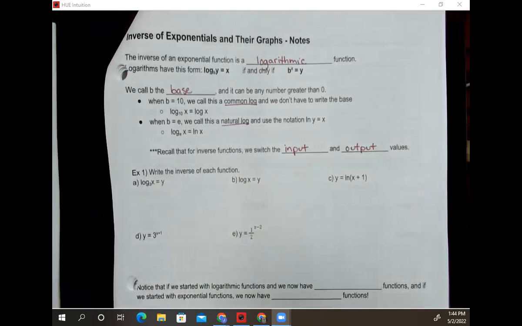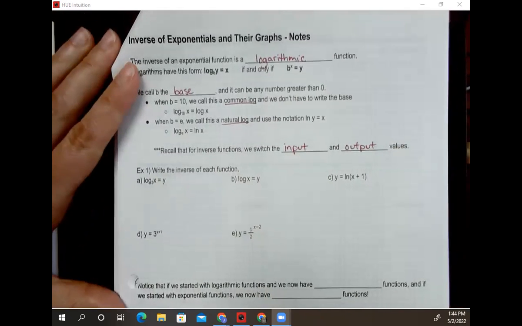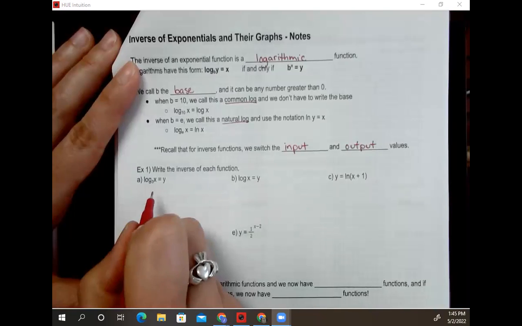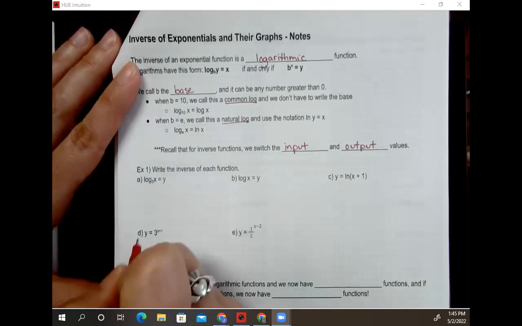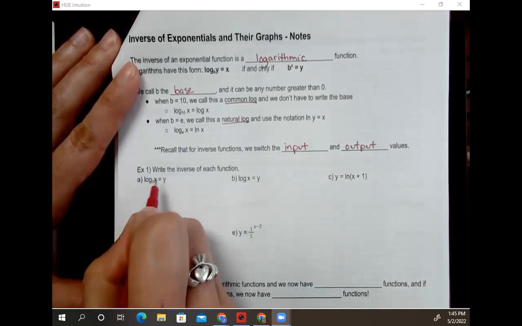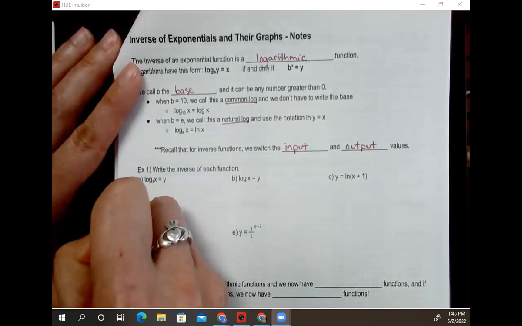But before we get there, I want to take a little bit deeper look at this idea that exponentials and logs are inverses of one another. So remember, to find an inverse function, I start by switching x and y, and then I want to get y by itself. So if I want to find the inverse of this function here for a, I'm going to start by switching x and y.